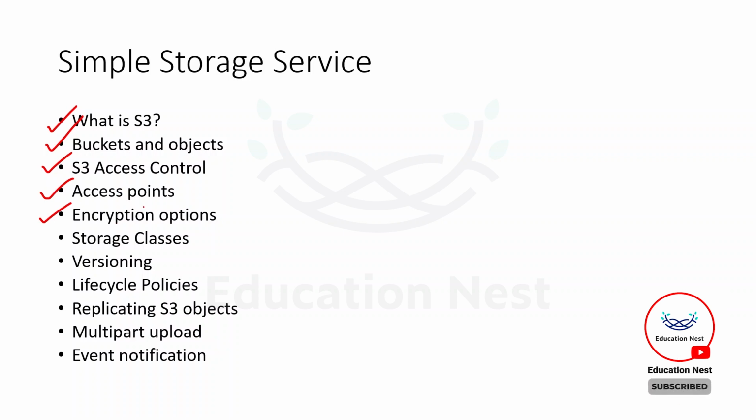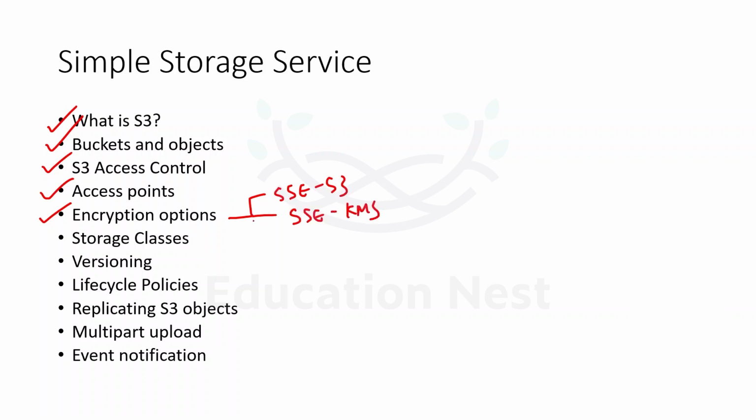Encryption options. There are three encryption options over here. We have SSE-S3, we have SSE-KMS, and we have SSE-C. These are the three different types of options that we have for S3.